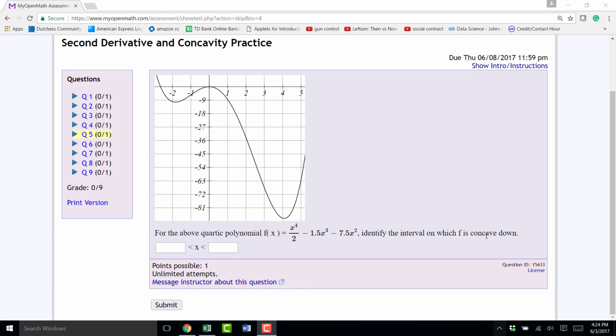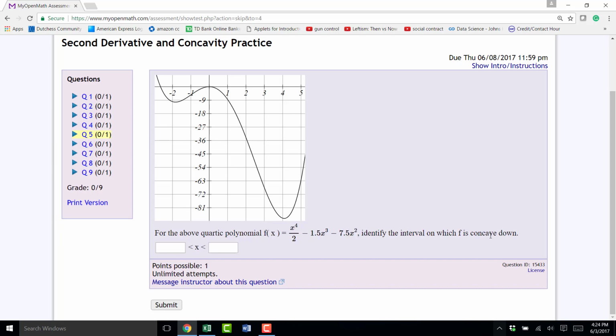This is Unit 3, Block 3. I'm going to do question number 5 on the Mom Computer Practice Assignment, and your problem should be fairly similar. So in number 5, you're given a graph, and it gives you the formula of that function that's graphed.